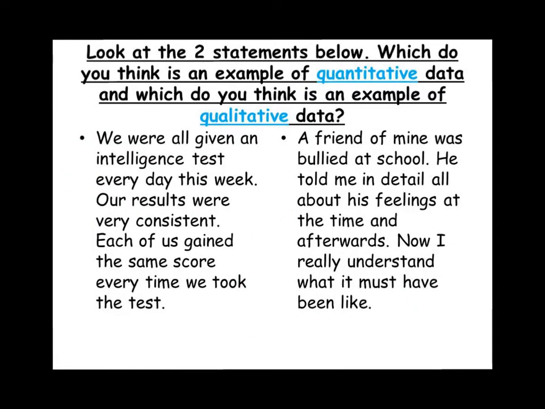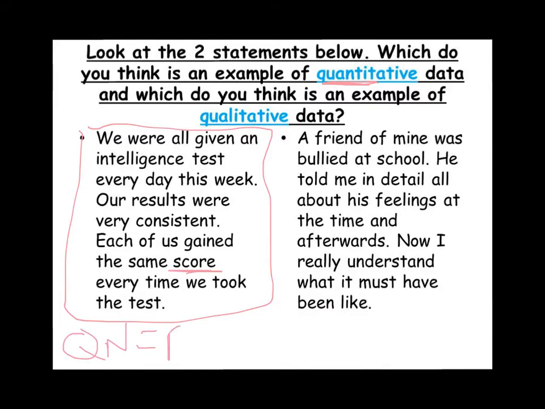We've got exactly the same two again, and what we've got to think about this time is which is quantitative data and which is qualitative data. Quantitative data has the word quantity in, and that always suggests something that's numerical. So this is our quantitative data. Its results are a score which is expressed in a numerical format. So quantitative data is reliable.